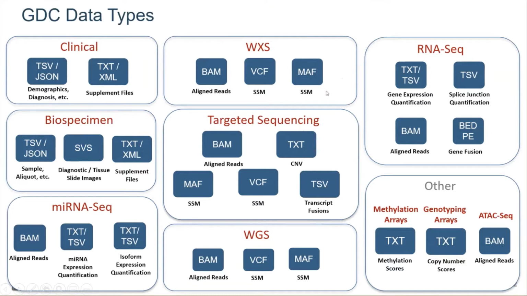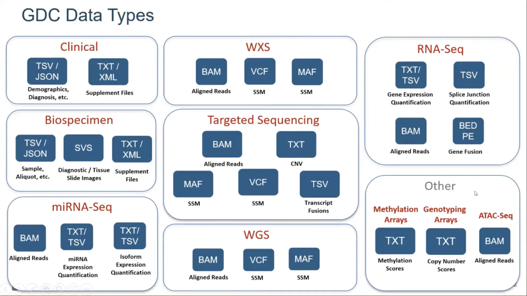BAM aligned reads are also available for targeted sequencing, whole genome, RNA-seq, microRNA-seq, and ATAC-seq. As with whole exome data, SSMs are provided as VCFs and MAFs for targeted sequencing and whole genome data types. Targeted sequencing data additionally contains copy number variation data as TXT files and transcription data as TSV files. RNA-seq data type additionally has gene expression quantification files as TXT and TSV, and splice site junction quantification data as TSVs. In addition, GDC has recently started providing gene fusion data in BEDPE format.